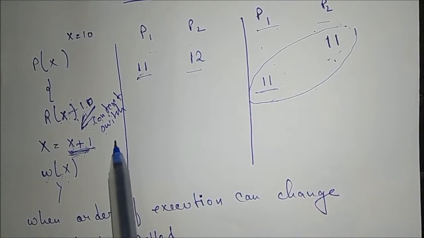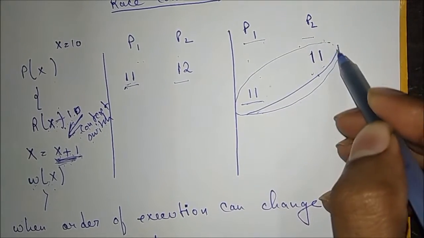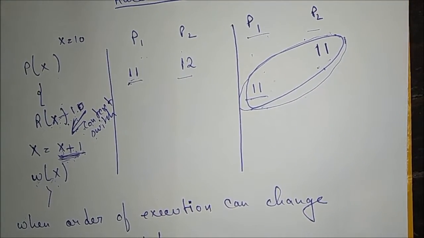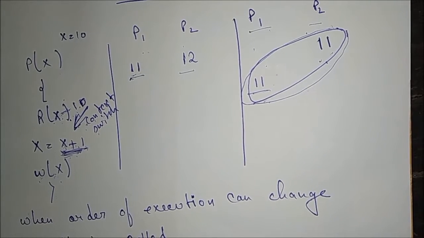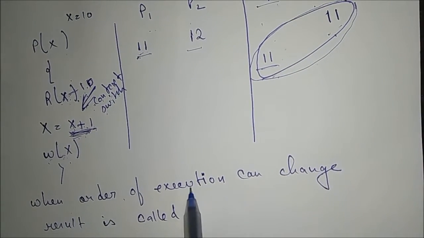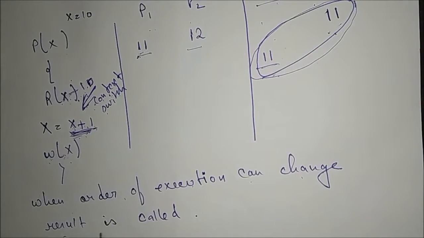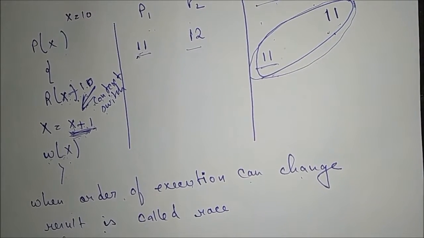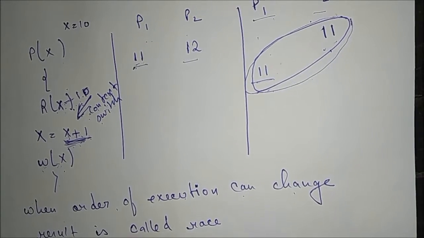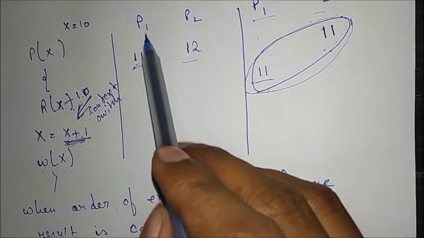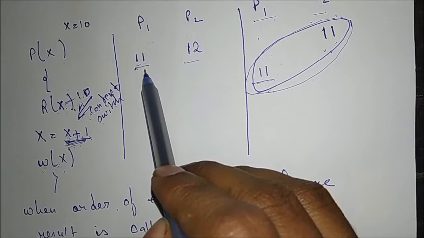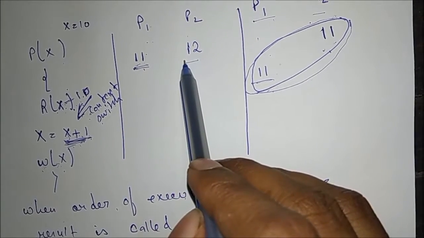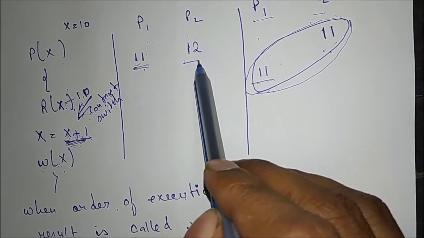So this second case means race condition. Now what do we mean by race condition? When the order of execution can change the result, it is called race condition. What do we mean by order of execution? Order of execution means in the first case P1 runs first and we got the value 11. Then P2 runs second, and we got the value 12.